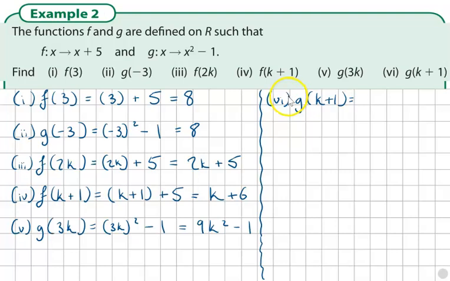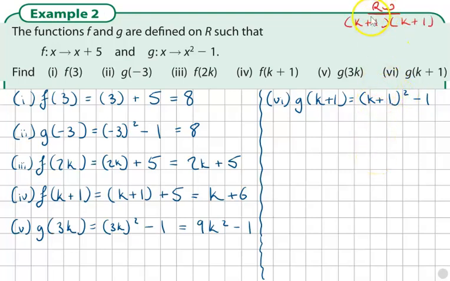And then part 6, g of k plus 1. So we go to g of x, which is x squared minus 1. We swap the x for brackets, and into the brackets we're going to put k plus 1. So we have k plus 1 all squared minus 1. So we're going to do our rough work.